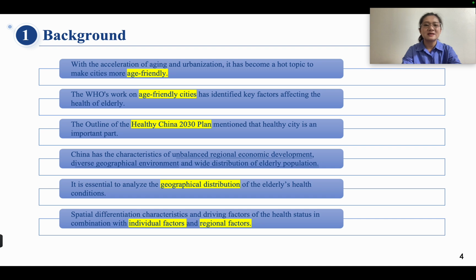China has the characteristics of unbalanced regional economic development, diverse geographic environment, and wide distribution of the elderly population. Thus, it is essential to analyze the geographical distribution of the elderly's health conditions. In this paper, we study the spatial differentiation characteristics and driving factors of health status, combining individual factors and regional factors.